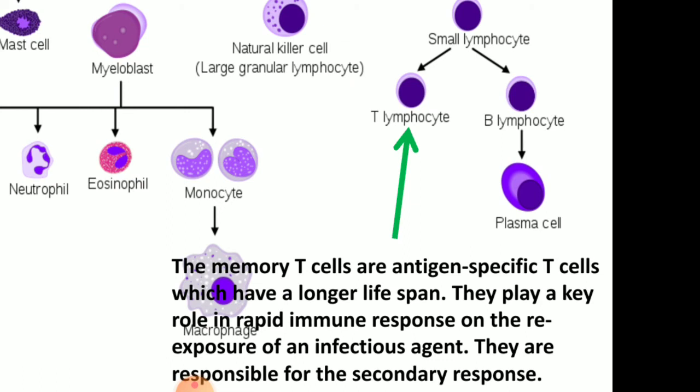The memory T cells are antigen specific T cells which have a longer lifespan. They play a key role in rapid immune response on re-exposure to an infectious agent. They are responsible for the secondary response. That means they have the capacity to remember which pathogen had attacked previously, so that a subsequent attack by the same pathogen is remembered by the memory T cells, and it is ready with a heightened and quick immune response.